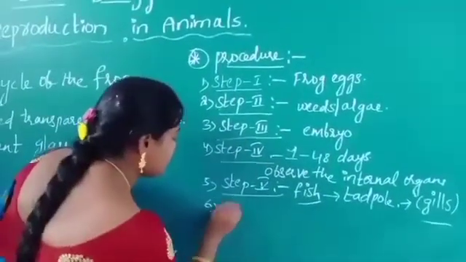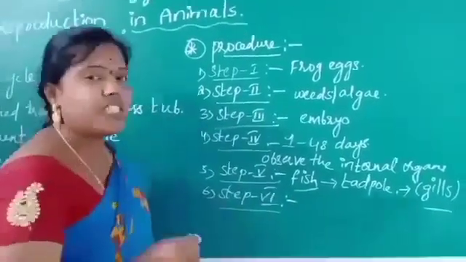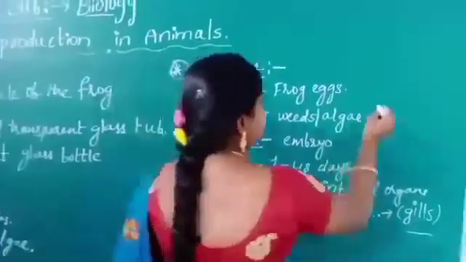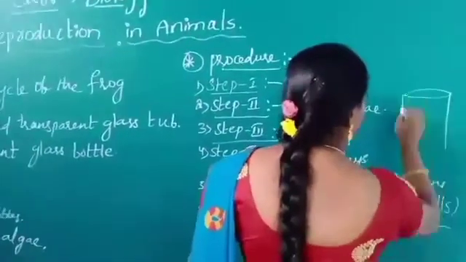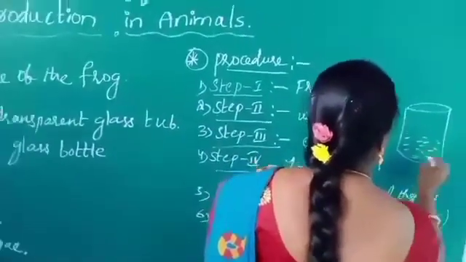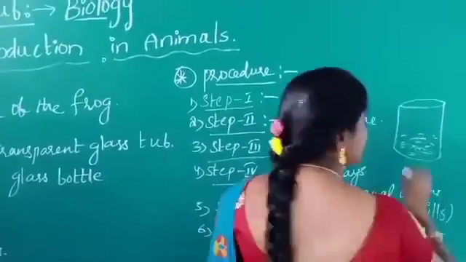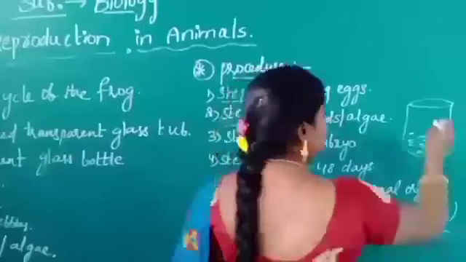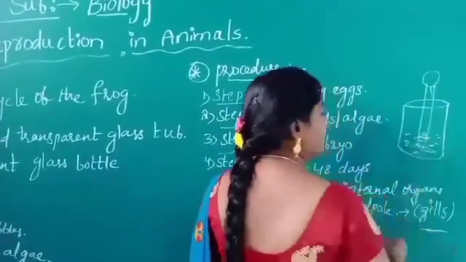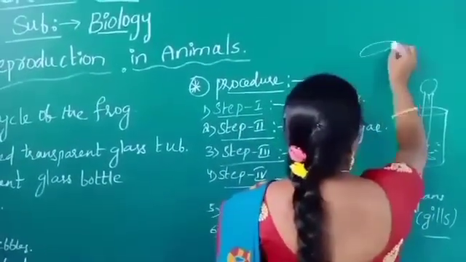Next, step 6. What is step 6? You take a beaker and fill it with half water, and you add some tadpoles in the beaker of water. Then you take a dropper. With the help of the dropper, you take out the tadpole and keep it in the petri dish.